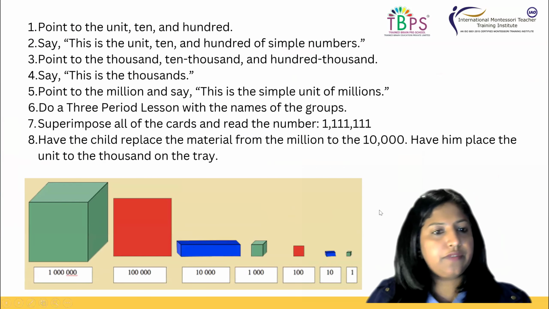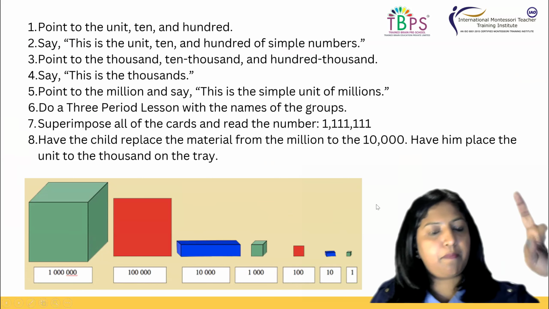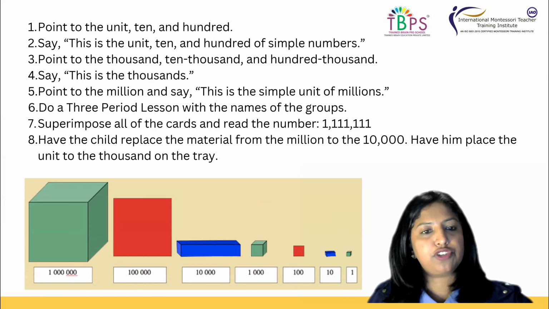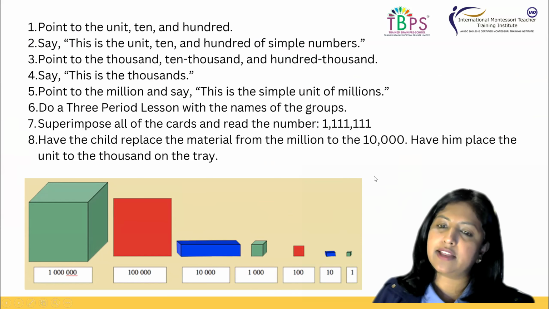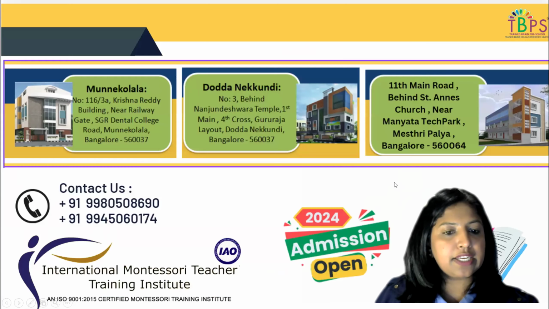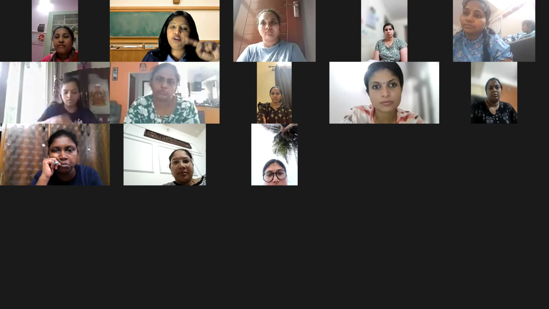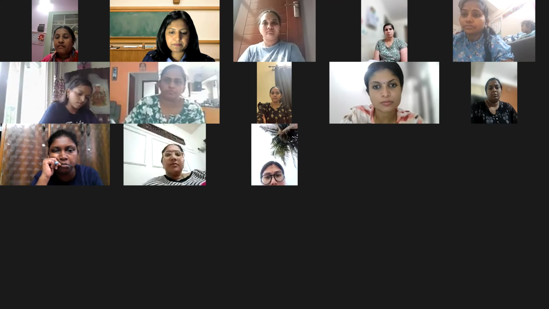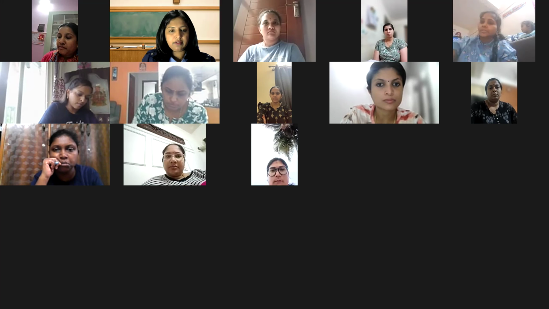So introduce using a 3-period lesson. Point to a particular thing and ask the children, where is unit, where is 10, where is 100, where is 1000, where is 10,000, where is 1 lakh, where is 10 lakhs. Point out to that, so the child knows about it. So after you introduce the hierarchical material, you go for bigger numbers. Is everybody okay? Yes.